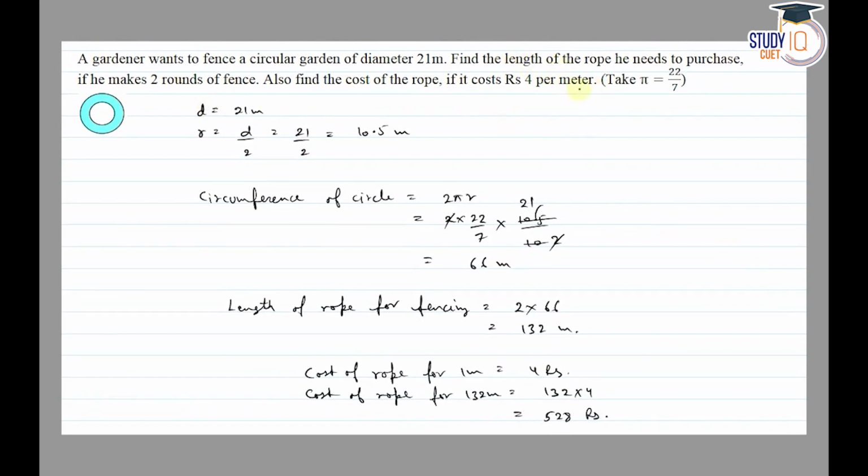The length of rope needed for fencing is 132 meter. Thank you.